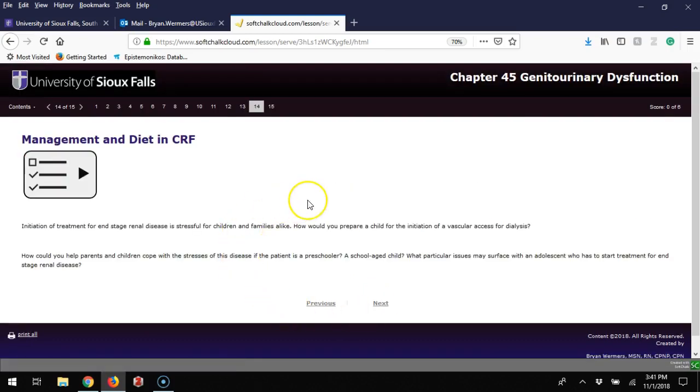So management and diet and chronic renal failure. End-stage renal disease in kids looks very similar to adults, so we can talk about that kind of stuff. We can talk about vascular access for dialysis. We'll talk about that here in a little bit.